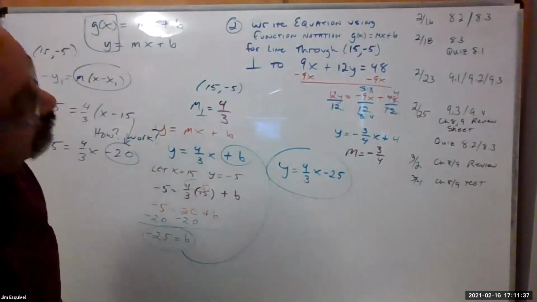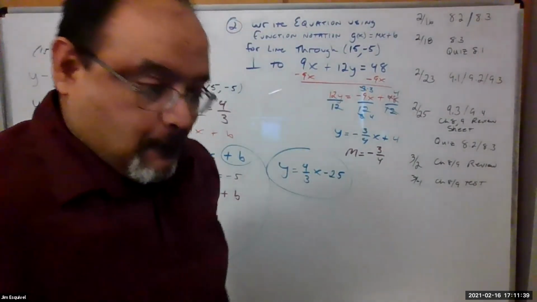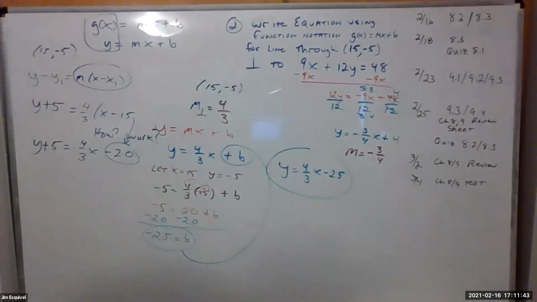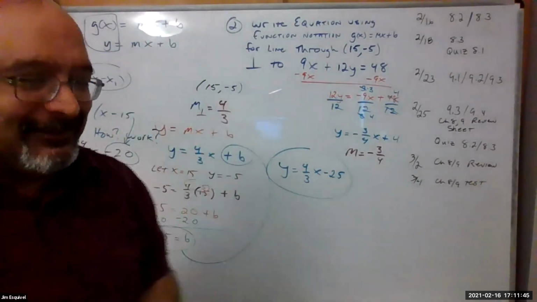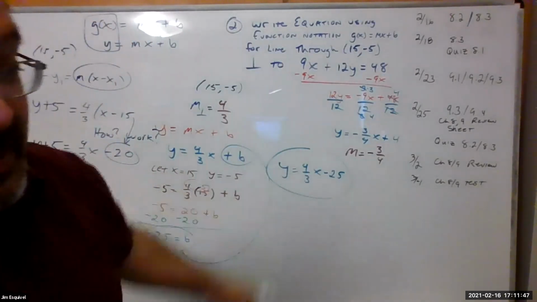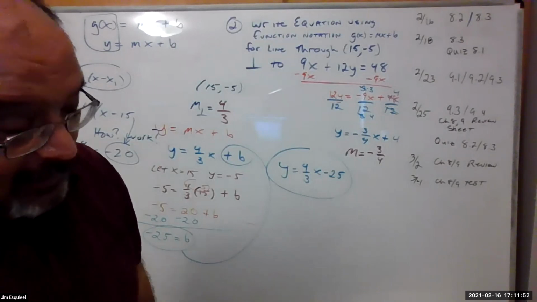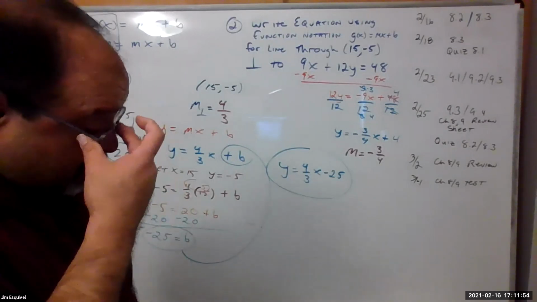Okay. I had a quick question, Mr. Esquivel. I wasn't sure if you were finished with this problem or not, but yes, the final answer should have been in g of x. You're right. Because right now, out of 5 points, I just lost 2. Yeah. Okay. First of all, g of x.